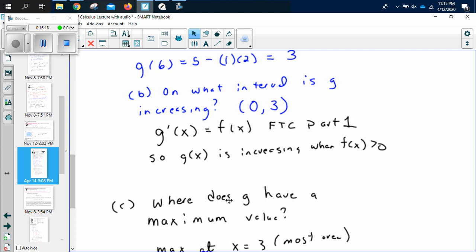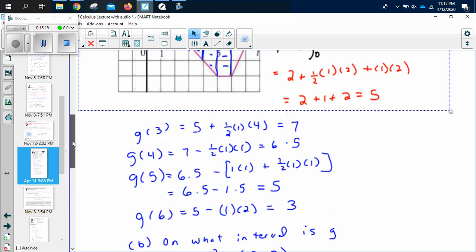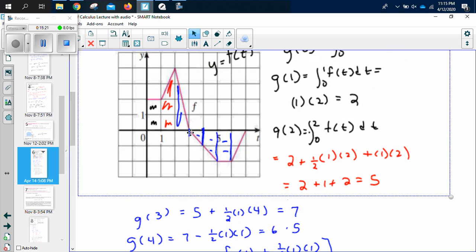Now the C part says, where does g have a maximum value? Well, logically, we can see that it's at t equals 3, or x equals 3, because we keep adding until we get to x equals 3, and then we start subtracting. But another way to think about it, using what we learned in Chapter 4, is that this is the graph of the derivative of g, and we're talking about where g has a maximum value, not where this function that's graphed has a maximum value.